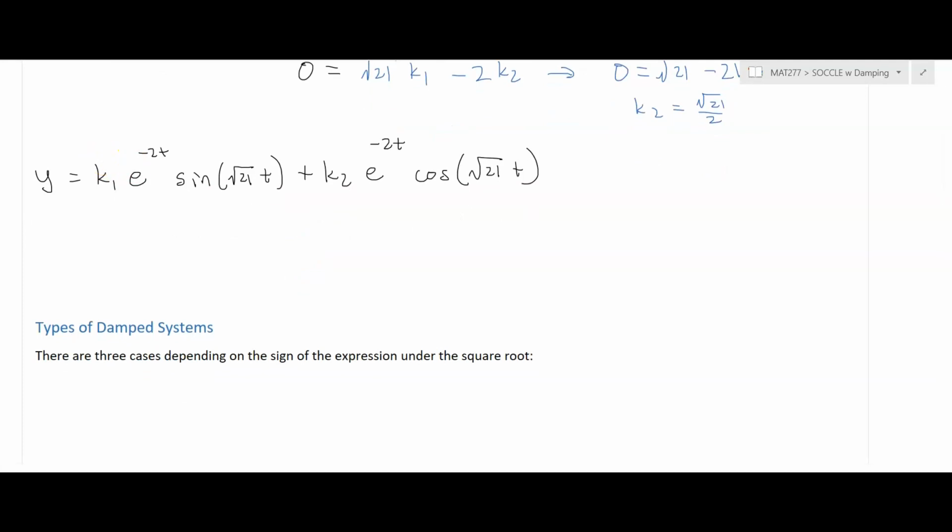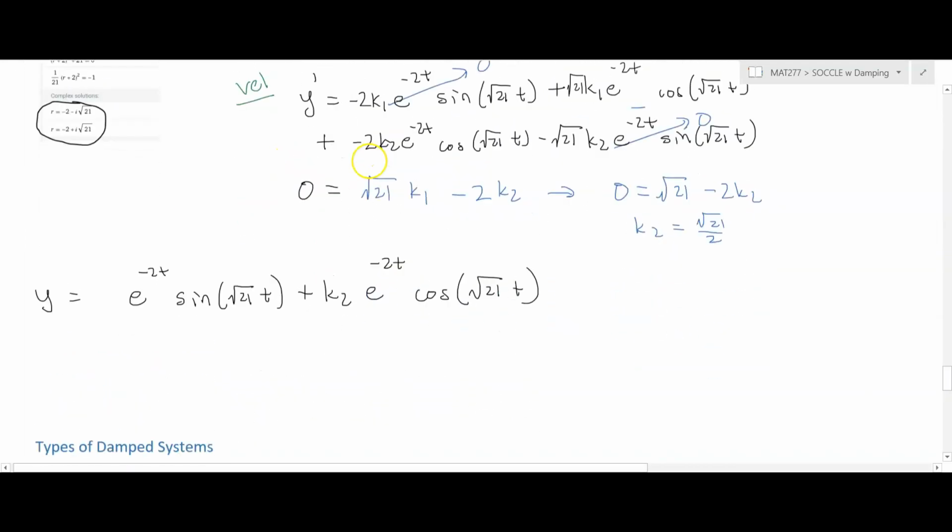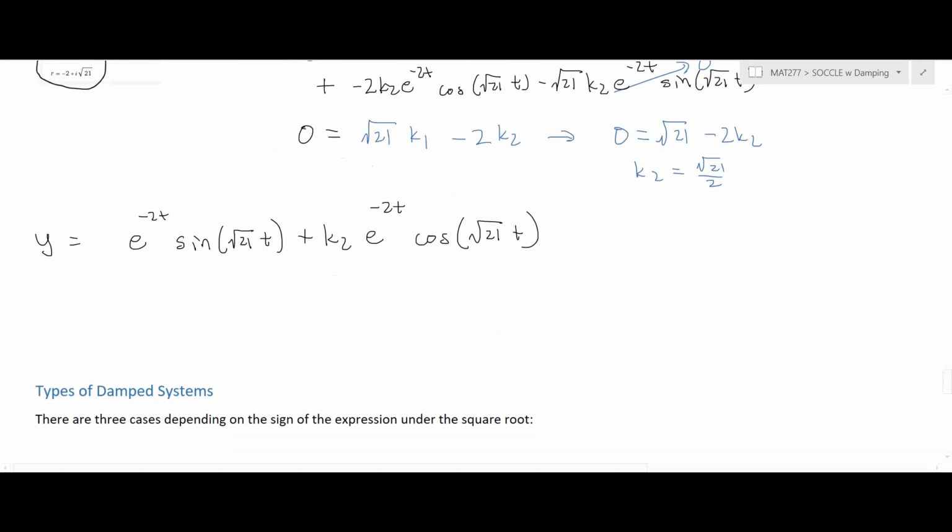All right, so k1 we just said was equal to 1. And k2 is equal to the square root of 21 over 2. You can approximate that if you want. I'm just going to leave it as that since I have square root of 21 in here. So let's go ahead and graph this and see what happens.